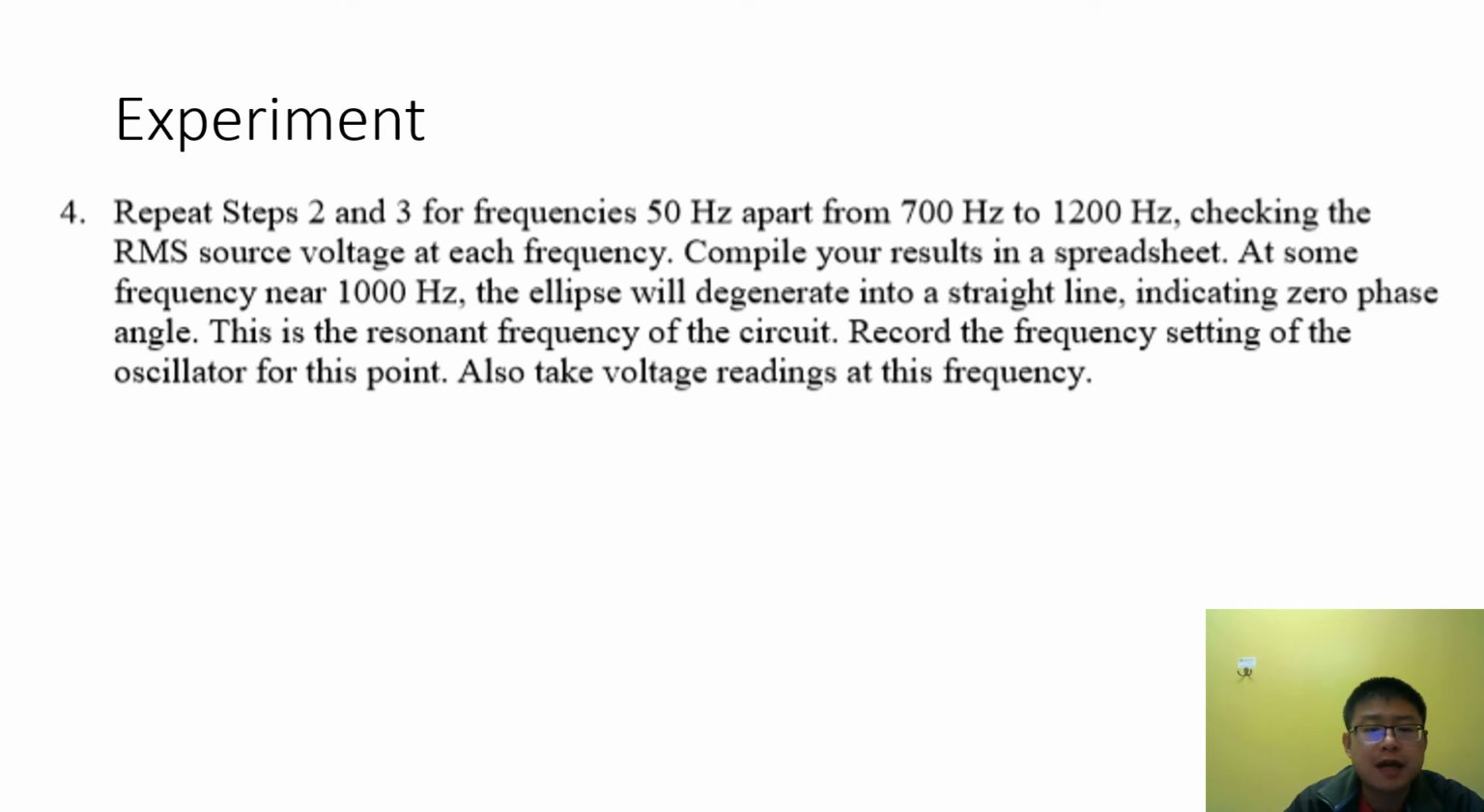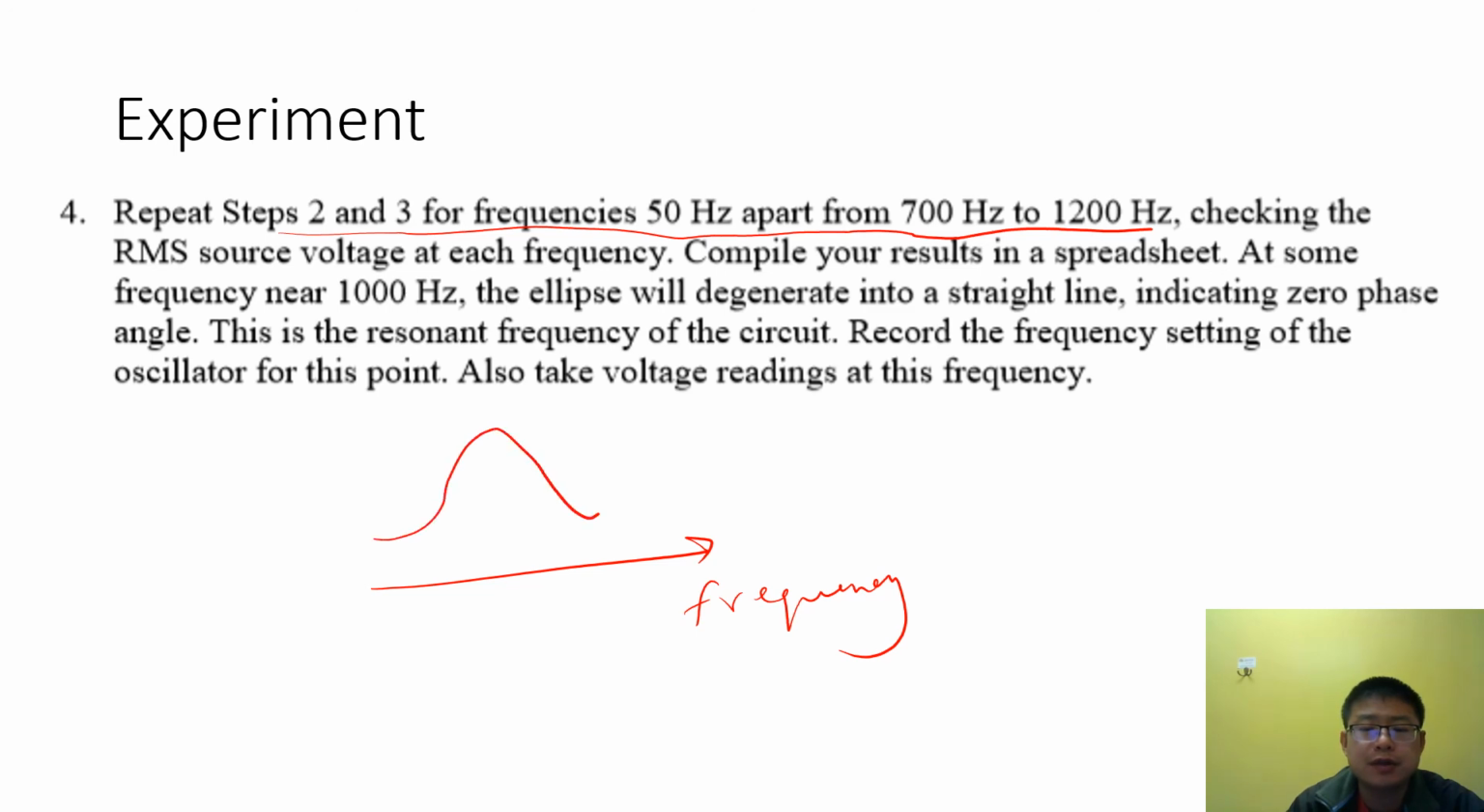The fourth step, you need to repeat steps 2 and 3 for frequencies 50 Hz apart, from 700 Hz to 1200 Hz. That is, you gradually increase the frequency. What you can see is that the output voltage will increase and then decrease. By plotting this curve, you can find the resonant frequency.